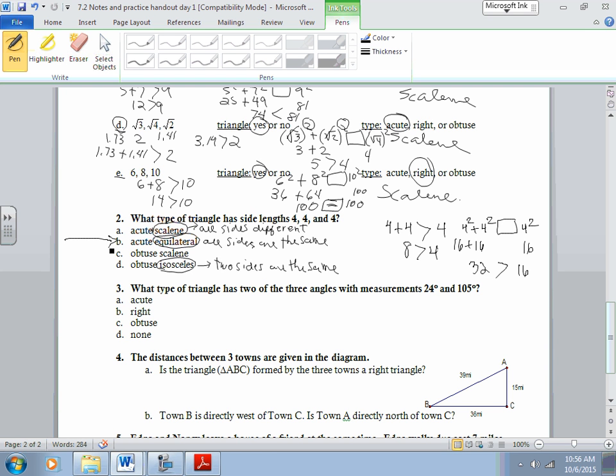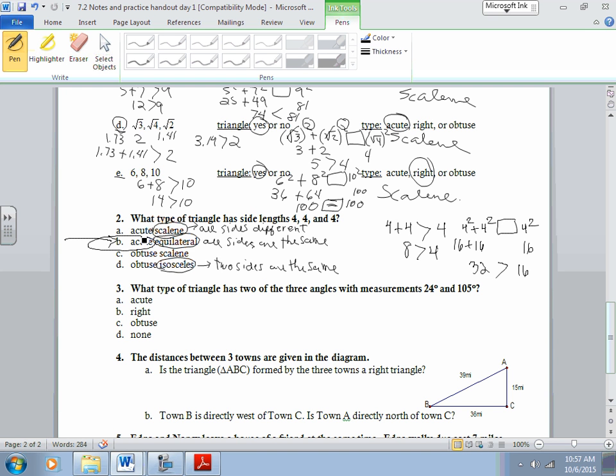If it would have been acute scalene, all the sides would have been different. Isosceles means there would have been only 2 sides that were the same. In this case, all 3 were the same. Yeah? So the correct one then, for problem number 2, is an acute equilateral. Okay? All right, number 3.